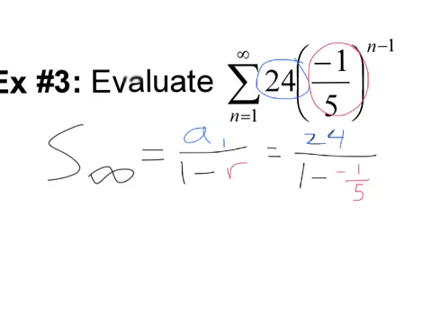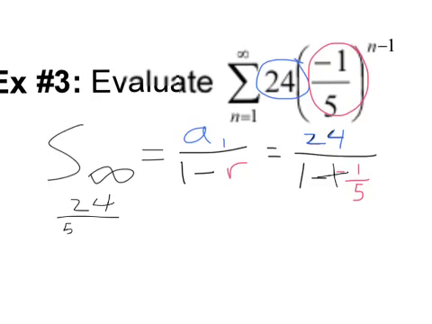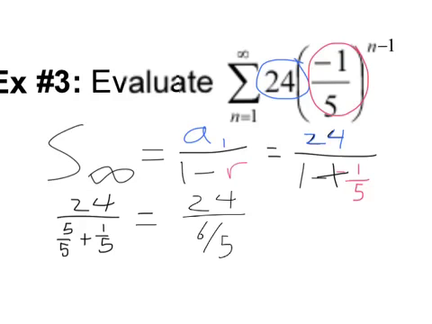Okay, well, let's simplify this a little bit. 1 minus -1/5, that's actually the same thing as 5/5 plus 1/5, right? Because we know this becomes a plus, and we could rewrite that as 24 over 5/5 plus 1/5. So that's like 24 divided by 6/5. And again, we're dividing by a fraction, so we can just flip and multiply. So that's 24 times 5/6.